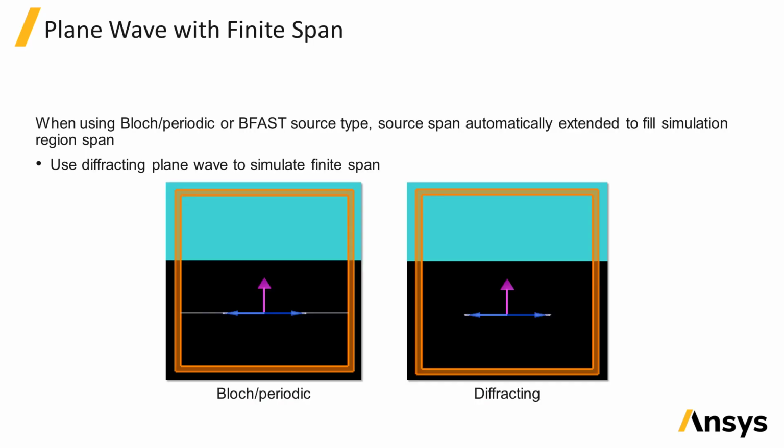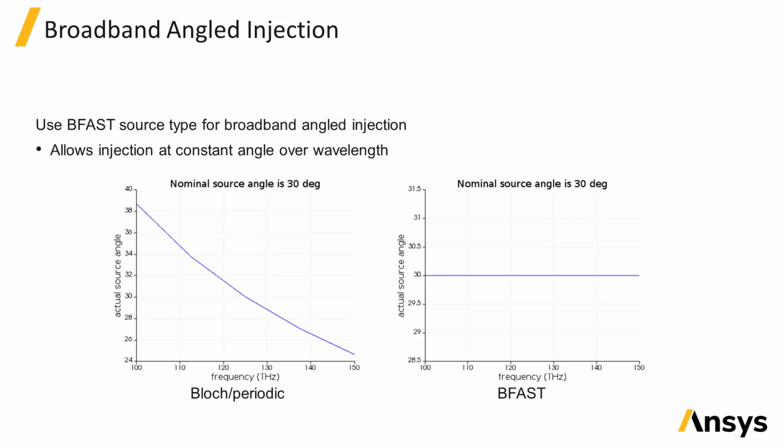When using the Bloch periodic or BFAST source types, if the source span that you set doesn't extend the entire span of the simulation region, the source span will be automatically extended to fill the full width of the simulation region. This means that if you want to simulate a diffracting plane wave as though the plane wave is diffracting through an aperture of a specific size, the diffracting plane wave type must be used. Finally, the BFAST method should be used to simulate broadband angle injection when the light is injected at a fixed angle over all wavelengths. And for more details about the BFAST method, see the links below this video.